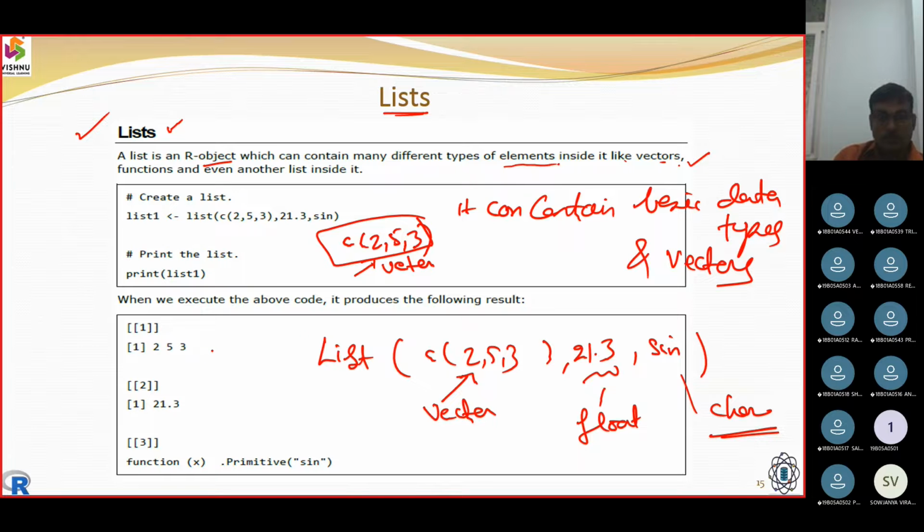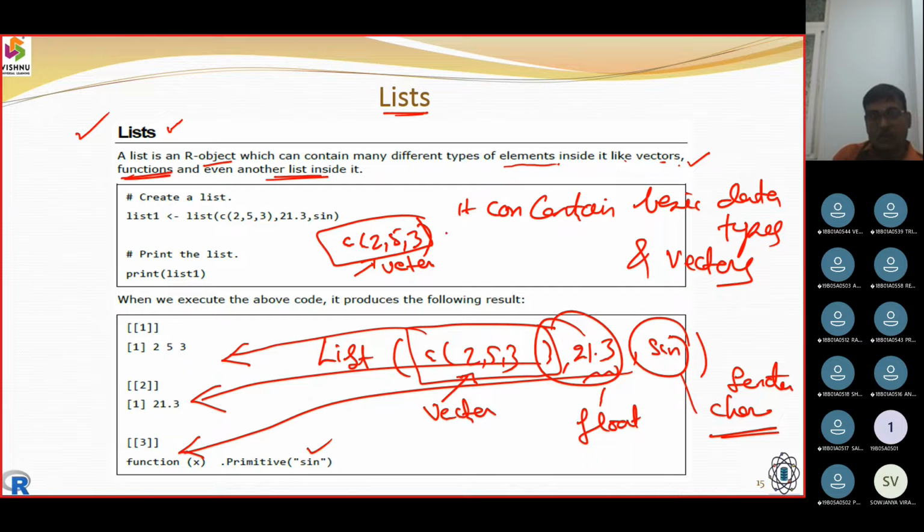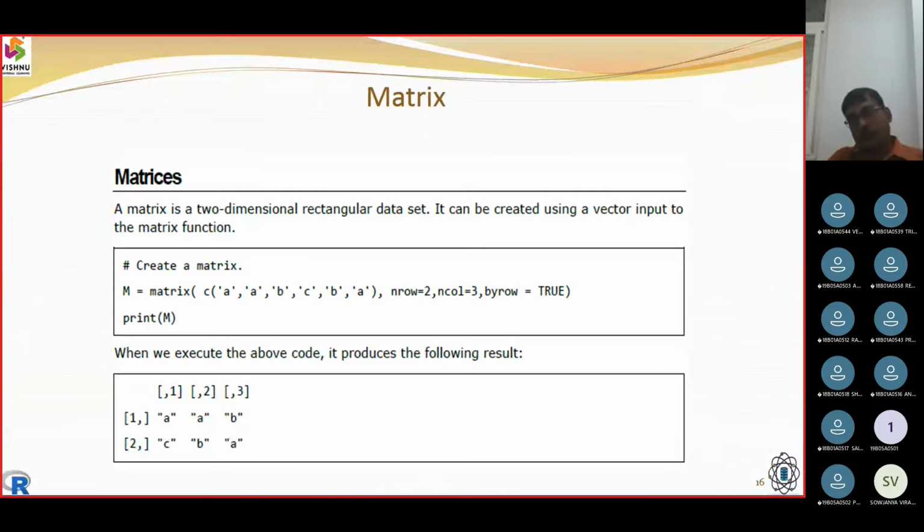So what does this list consist of? The first element displays 2, 5, 3. The second displays 21.5, and the third displays the primitive function, the sin function. So we have vectors and functions, and even another list inside it. A list within another list is also possible when we declare list objects.